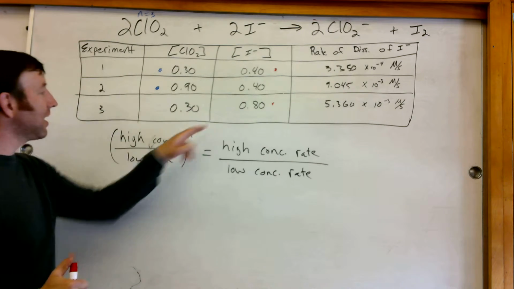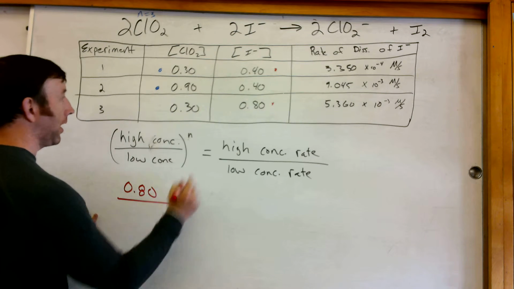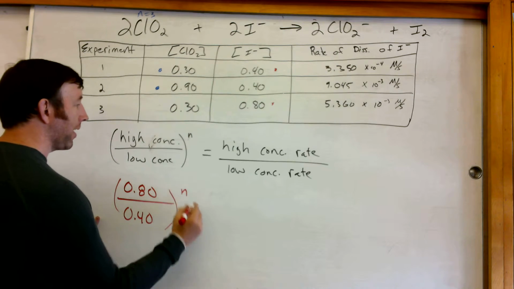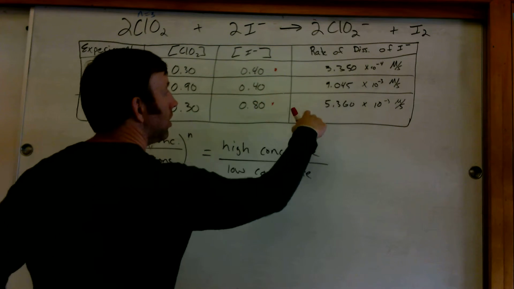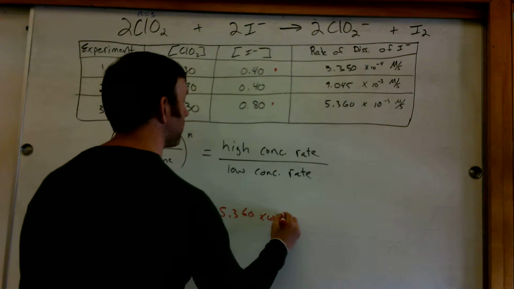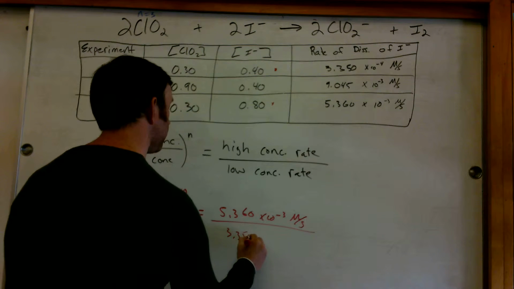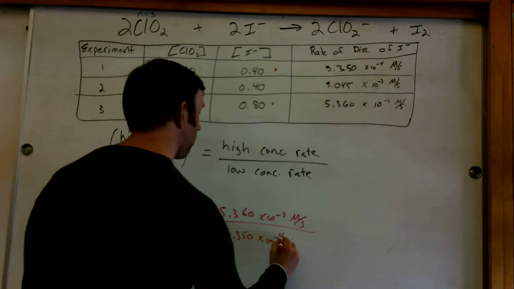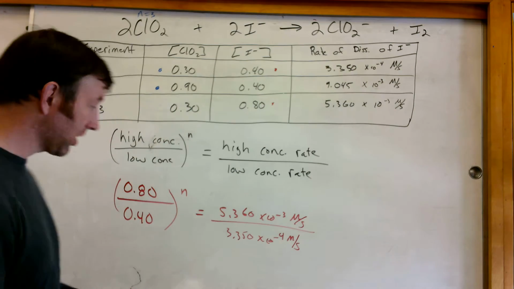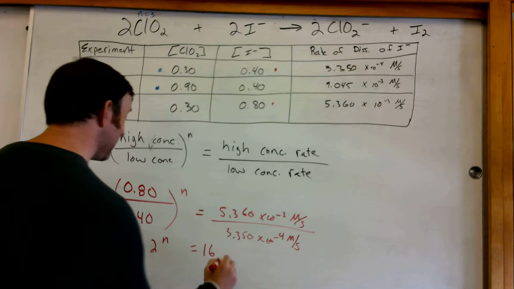So my high concentration is 0.80, and my low concentration is 0.40, to the nth power, is going to be equal to 5.360 times 10 to the negative 3 molarity per second over 3.350 times 10 to the negative 4 molarity per second. Okay? And when I do the math, I should get 2 to the nth power equals 16.